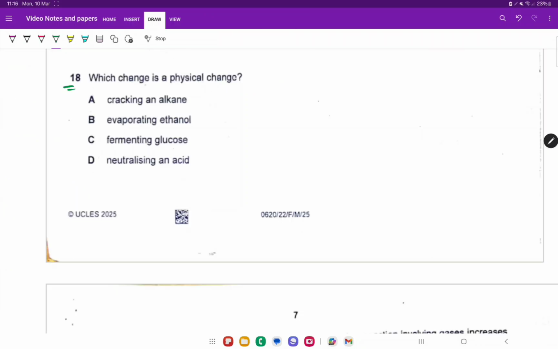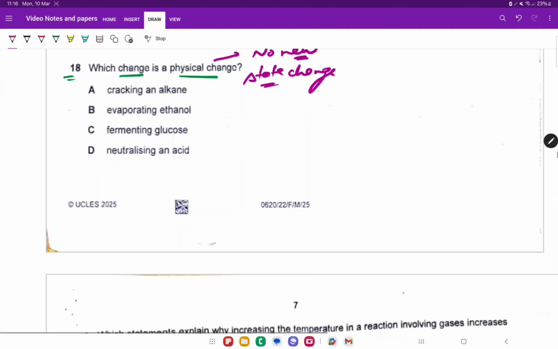Question 18 is, which of the following changes is the physical change? What is a physical change? A change in which no new substance is formed. Only state changes. That is called a physical change.